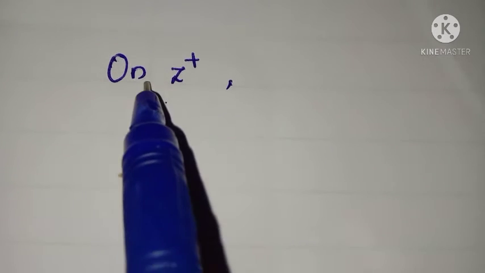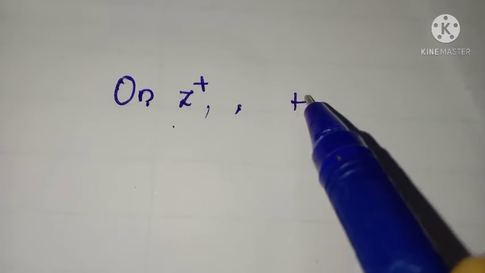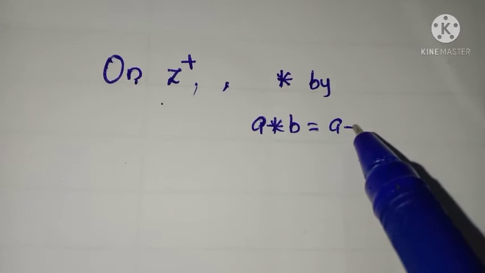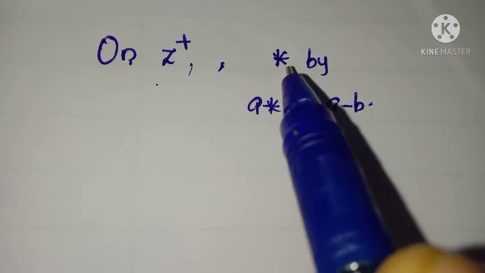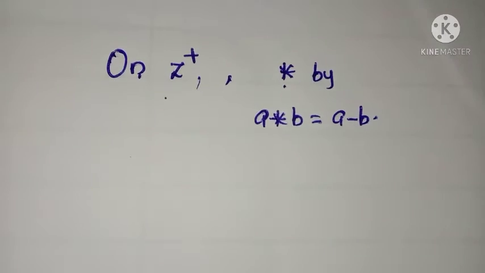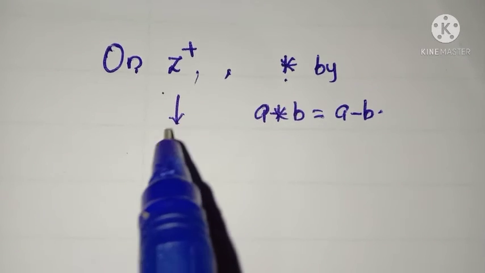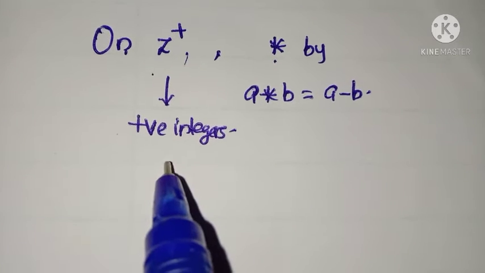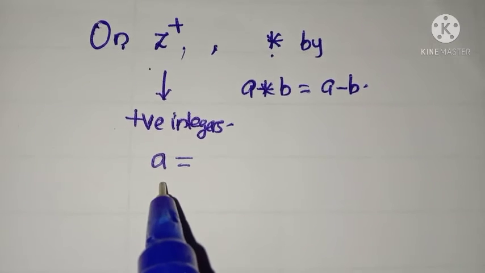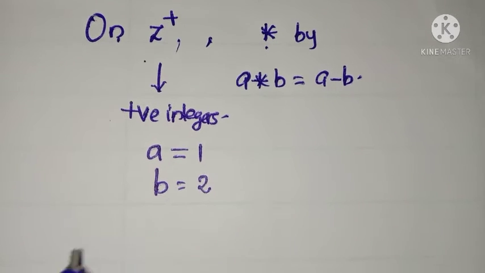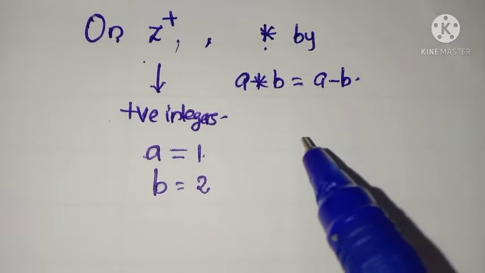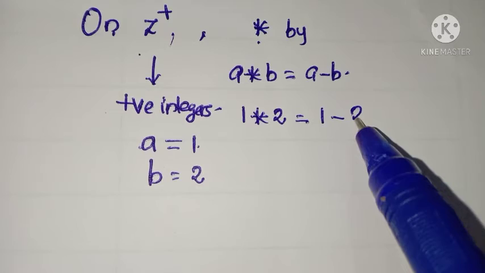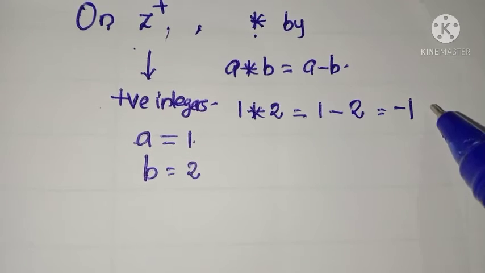Let's see this example. On Z plus, define an operation star by a star b is equal to a minus b. We want to check whether this operation is a binary operation on the set Z plus. Listen, Z plus is the set of positive integers. So let us take any two positive integers, 1 and 2. Let a equal 1 and b equal 2. Now define the operation 1 star 2. 1 star 2 is equal to 1 minus 2, which is equal to minus 1.